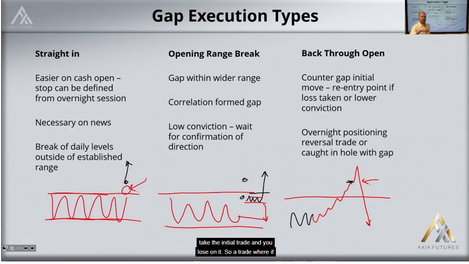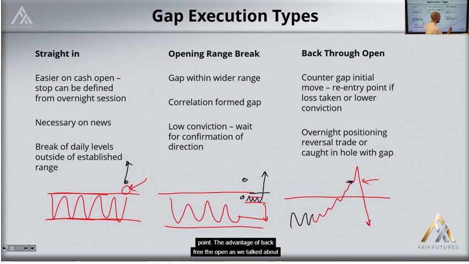This may be a trade, even with, say, that oil example one, where you take the initial trade and you lose on it. So a trade where if you have a gap and you try and play in the direction of the gap and the market flicks and turns back against you and you take your loss, the back through the open, once you've stabilized a little bit, so when you're not trading that very first immediate action, can still give you a trade after that. It's trading it back through the open, and that can be your entry point.